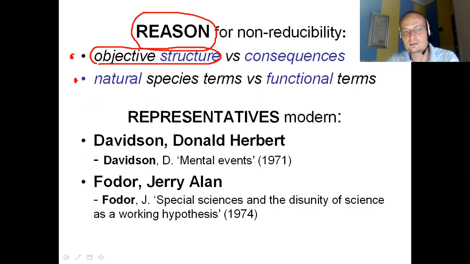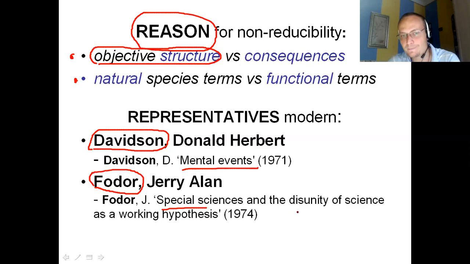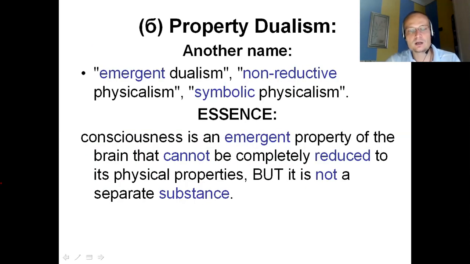Okay, and of course we must say about two very famous representatives of modern dualism in this branch of dualism. Davidson and his main work in this sphere, and further in his work. Okay, next step in our work, and here property dualism.